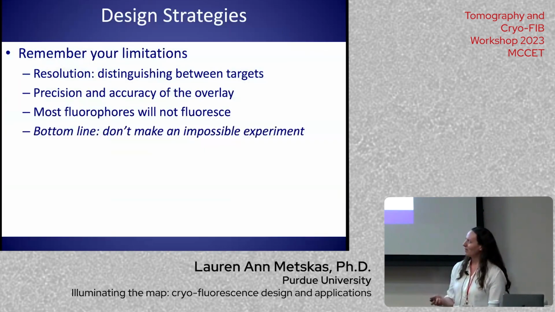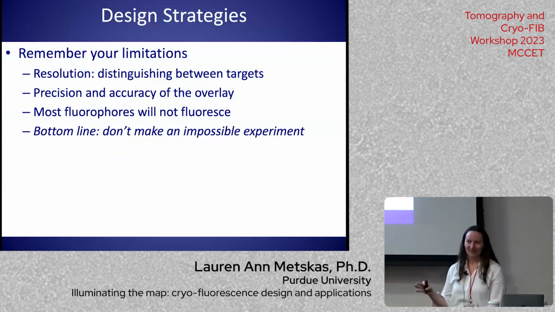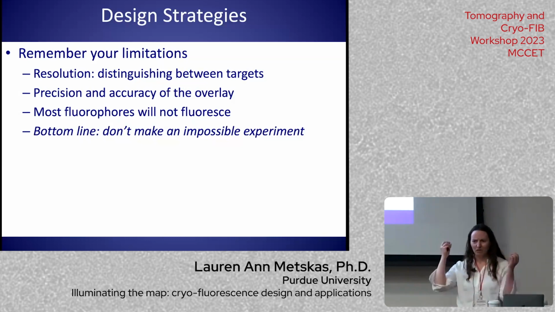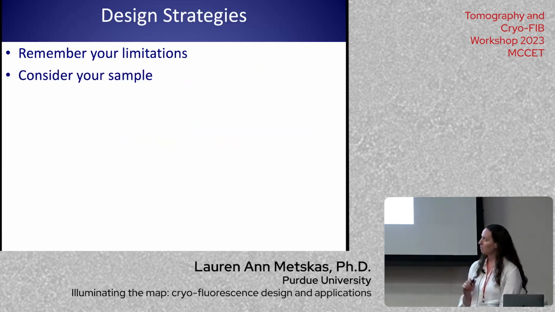So the bottom line for all of this is just don't design an impossible experiment. Remember your limitations. We're working on improving all of this, all of us together in the field, but this is the current reality. So things like throwing a ton of fluorophore onto an endosome, that's great because it's a large object, it's going to be super bright. Even if you only see 5% of the fluorophores, you're still going to find it. That's an excellent application.